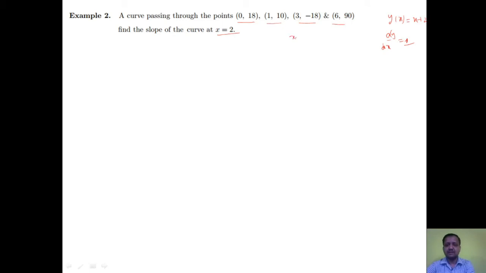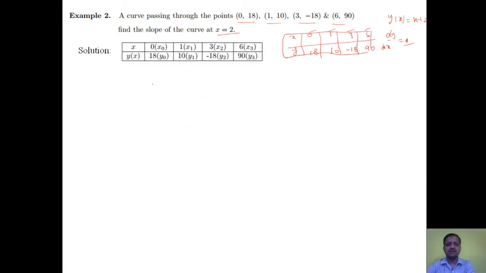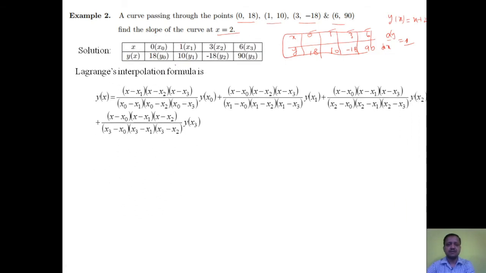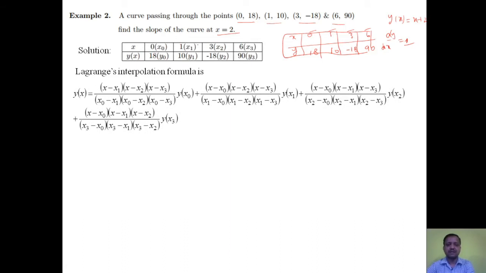So first of all, we need to put all these values in tabular form. X data 0, 1, 3, 6 is given. Corresponding y data 18, 10, minus 18, 90. Now we check which formula is applicable. Here x data 0 1 3 6 is unequal spaced. Then we are going to apply Lagrange's interpolation formula. We know the formula. Here 4 terms are there, x0, x1, x2, x3. So here we are going to find the polynomial, keeping x as x only.